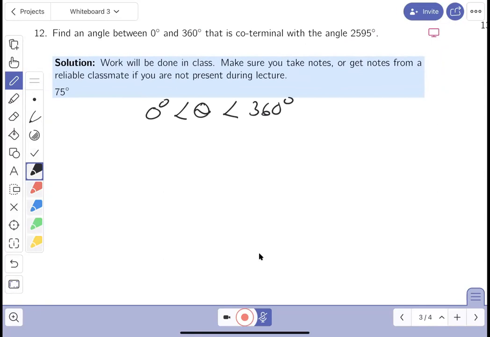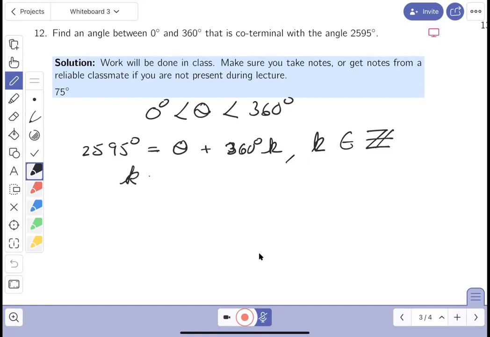So what I'm going to do over here is say that the angle 2,595 degrees is equal to some angle theta that's between 0 and 360 degrees plus some multiple of 360, k times 360, with the understanding that k is an integer value. Now, someone said it's too much work. But if you took 360 and multiplied it by, let's say, 7, you would get 2,520. So I'm going to take k equals 7.